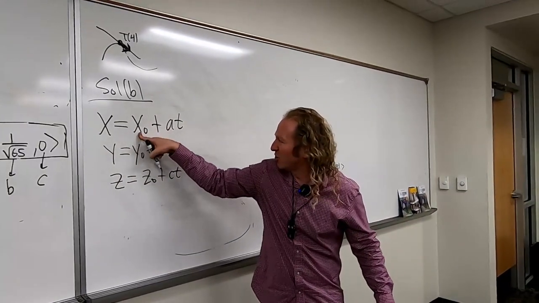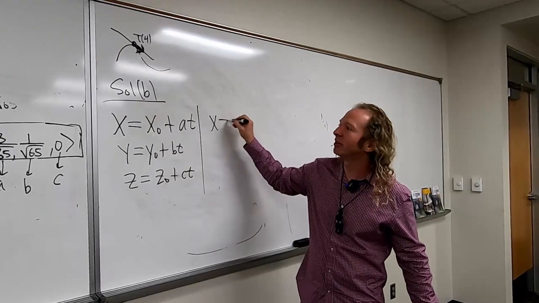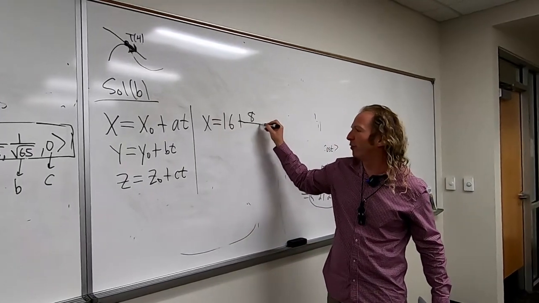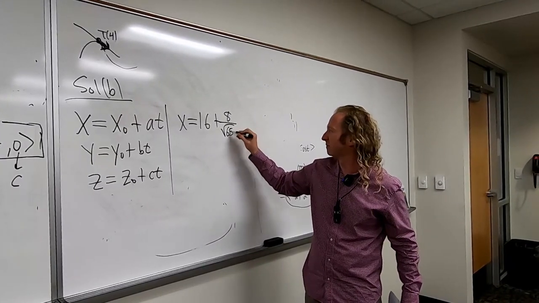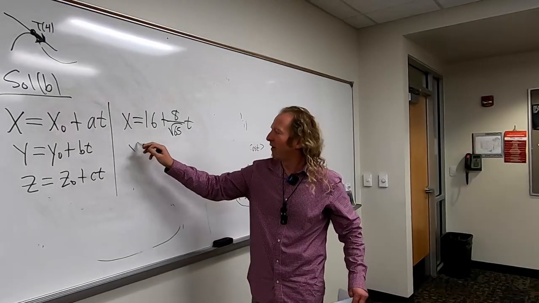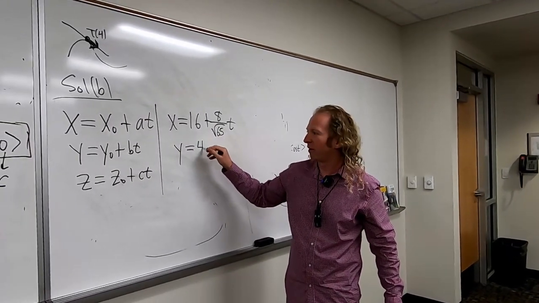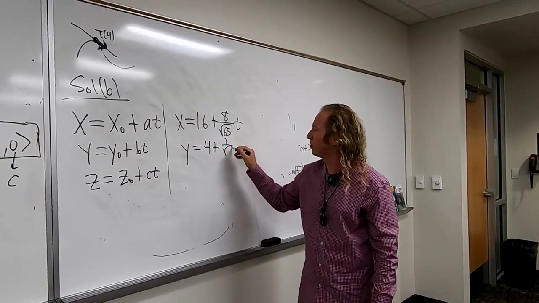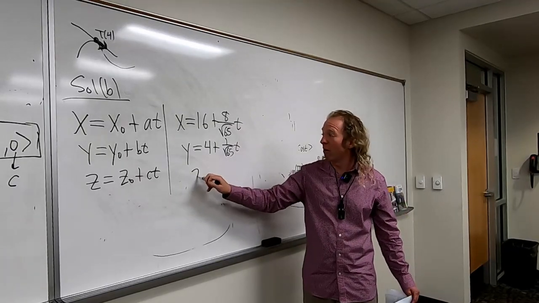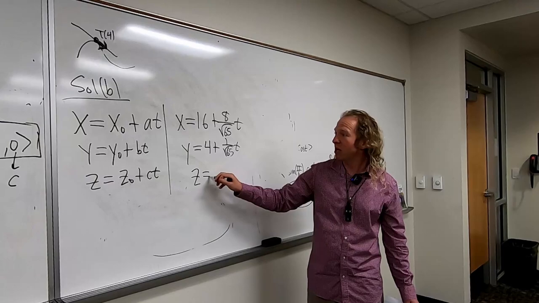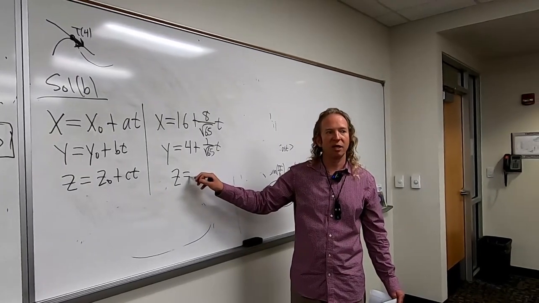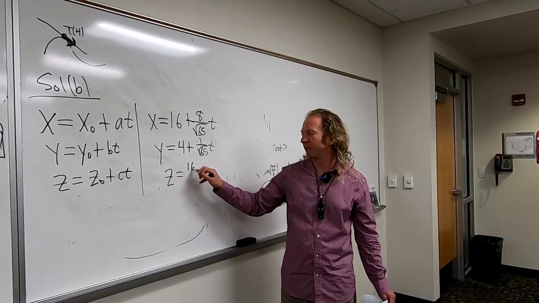Okay, so x naught. So x equals 16 plus 8 over square root 65 times t. And then y would be 4 plus 1 over square root 65 times t. And then z is just 16/3, because the c is 0.